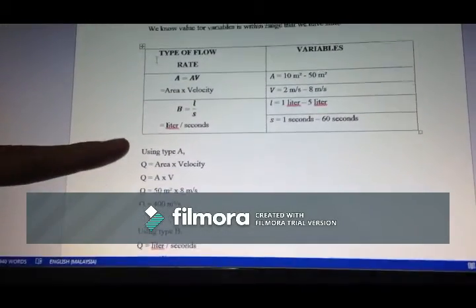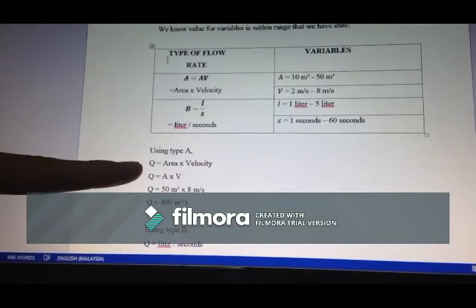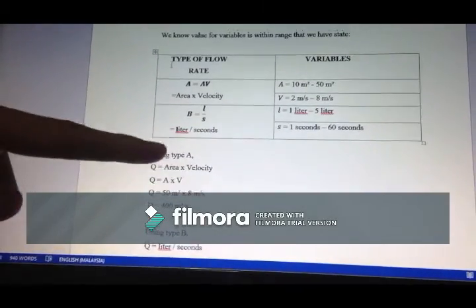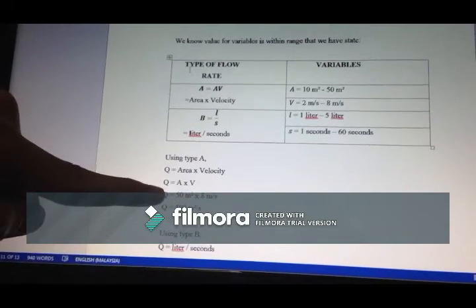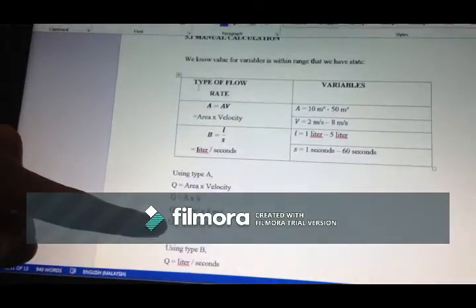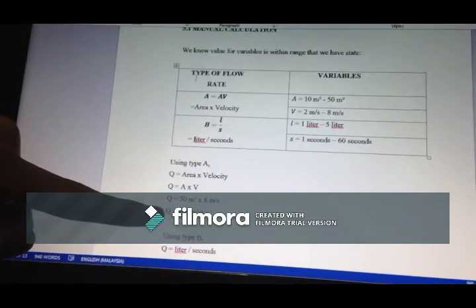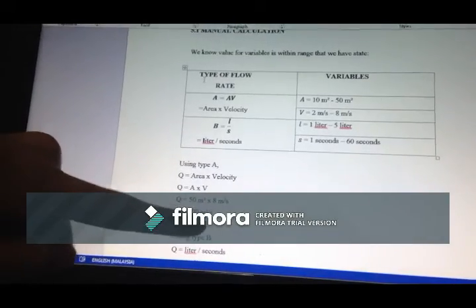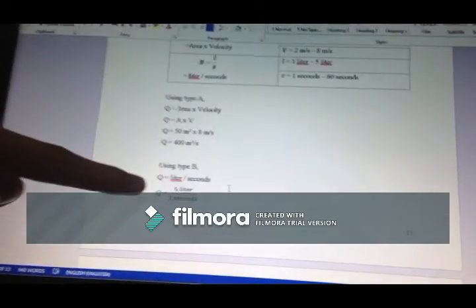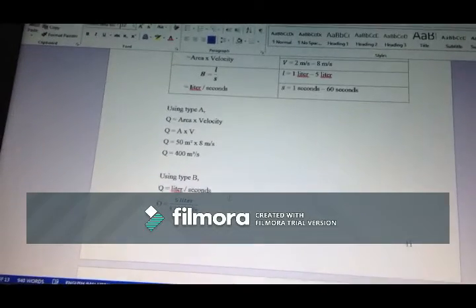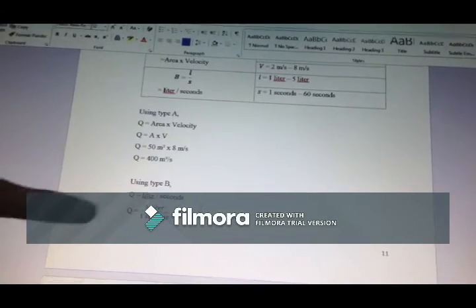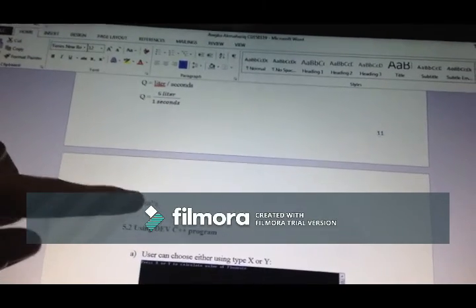Okay, this is my manual calculation for type A. First of all, I put the equation area times velocity, and then I pick the highest area times highest velocity to get Q minimum, which is flow rate minimum 400 meter cube per second. Okay, for my type B, Q equal to liter per second. First, I put for the liter the maximum, and for the S I put the minimum, so I get Q equal to 5 meter cube per second.